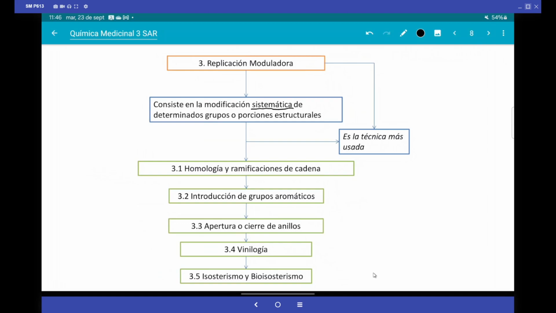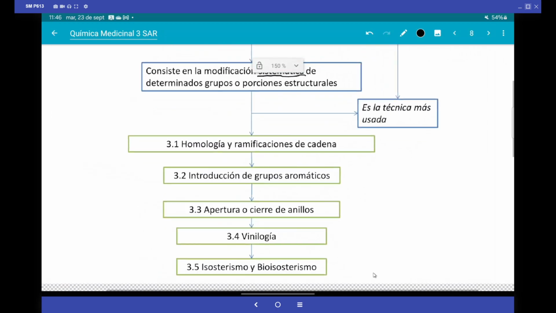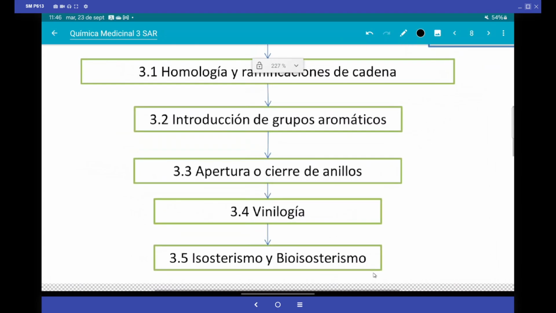So what are all those concepts? We are going to simplify them now, because this is the simplest way to rationally modify a structure when you see a new one.